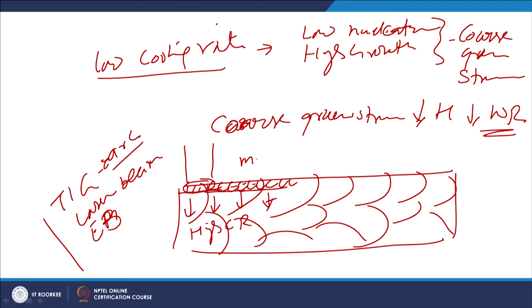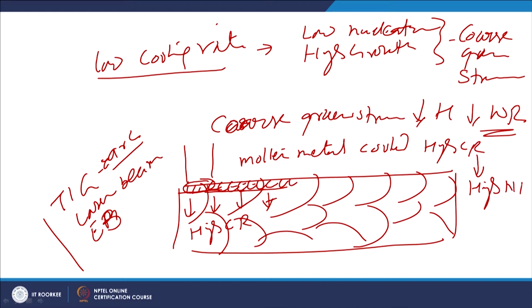So, the molten metal is being cooled at a high rate. So, a high cooling rate is applied, and this in turn leads to the situation of a high nucleation rate and low growth rate, and this combination of high nucleation rate and low growth rate results in the fine grain structure.